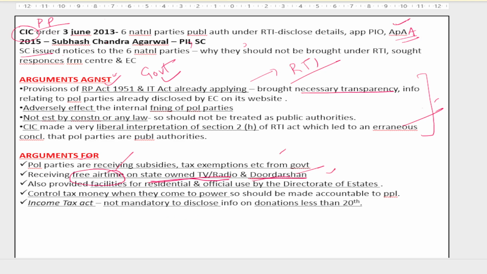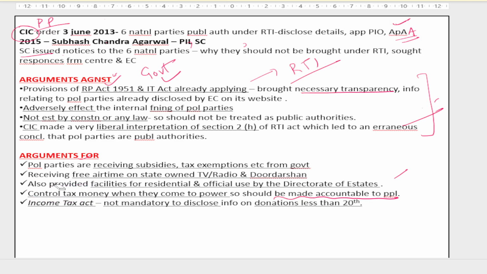Recognized national and state parties are also provided residential facilities for residential and official use by the Directorate of Estates. So they are receiving benefits from the state and should be brought under the RTI Act. Also, when political parties win elections and come to power, they start controlling the tax money. And since they are controlling the tax money, which is people's money, they should be made accountable to the people.